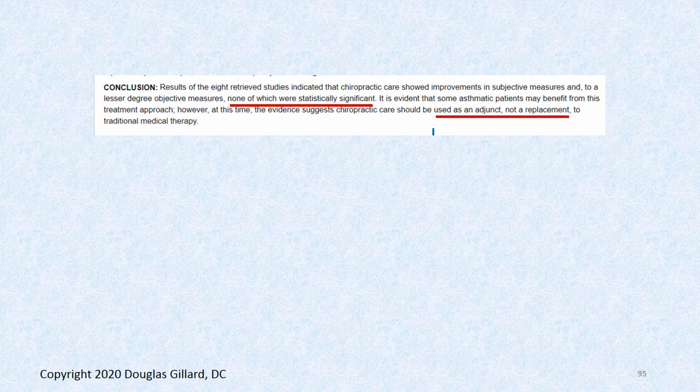So chiropractic should certainly not be used as a replacement, maybe as an adjunct. I mean, you can't hurt by trying it, but you certainly should not replace a steroid or albuterol with chiropractic care. You'll be responsible if that patient dies if you try something like that. Why would you do something if the literature doesn't prove that it works?